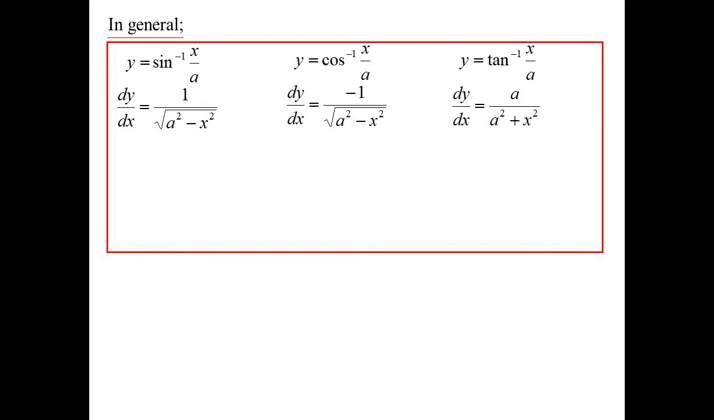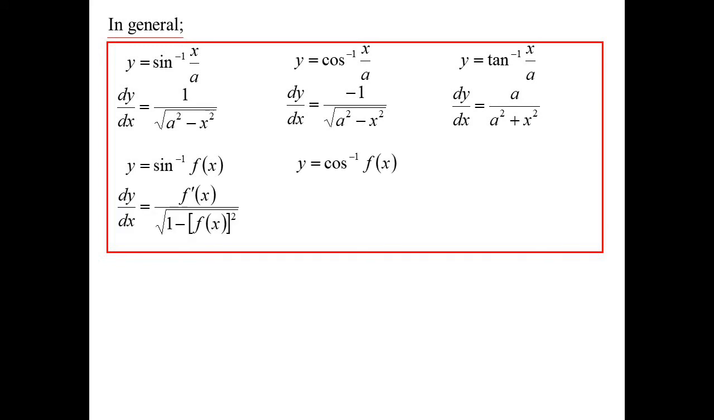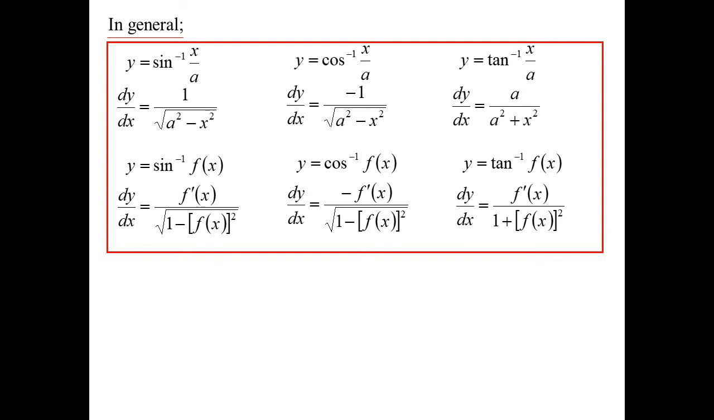That's why personally I prefer to generalise it and go inverse sine of function of x, because then all three are very similar. I can say that the inverse sine will be the derivative on the square root of 1 minus the function squared. Inverse cos will be minus the derivative on the square root of 1 minus the function squared. And inverse tan will become the derivative on 1 plus the function squared. So they all have the derivative on top.